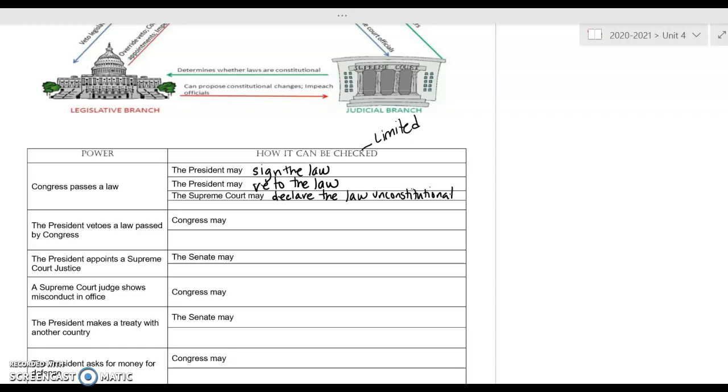If the president vetoes a law passed by Congress, Congress can then check the president by overriding the veto with a 2/3 vote. And the law doesn't have to be passed with 2/3, but the override of the veto does. The president has the power to appoint a new Supreme Court justice, but it's the Senate that approves or denies his nomination.